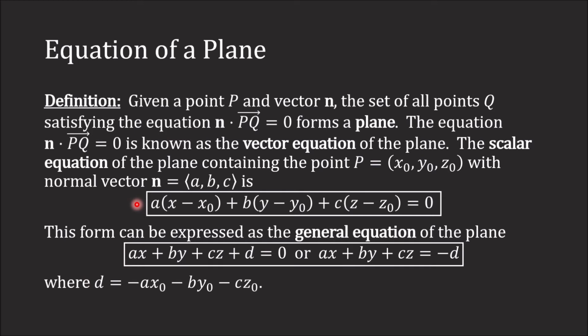Now we can then expand this out and express it as the general equation of the plane, which is ax plus by plus cz plus d is equal to 0, or ax plus by plus cz is equal to negative d, where d is negative ax naught minus by naught minus cz naught.